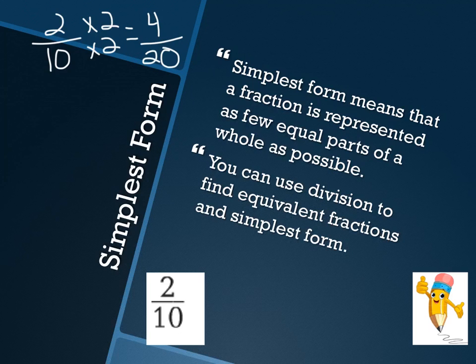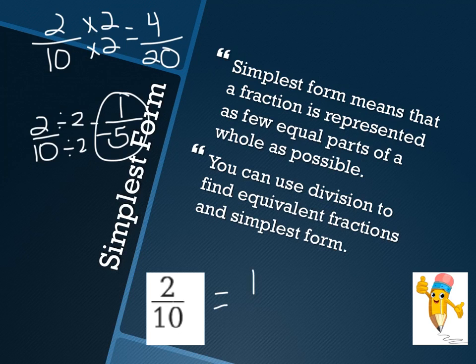But instead of multiplying into smaller pieces, I can divide and make the pieces larger. If I have 2/10, since both numbers are even, I can divide by 2. And 2 divided by 2 is 1. 10 divided by 2 is 5. So 2/10 is equal to 1/5. Since 1/5 shows me a fraction that cannot be represented in any fewer parts, it would be in simplest form.